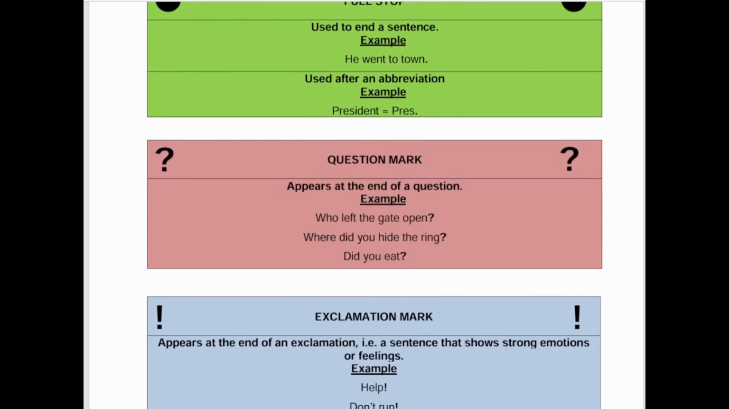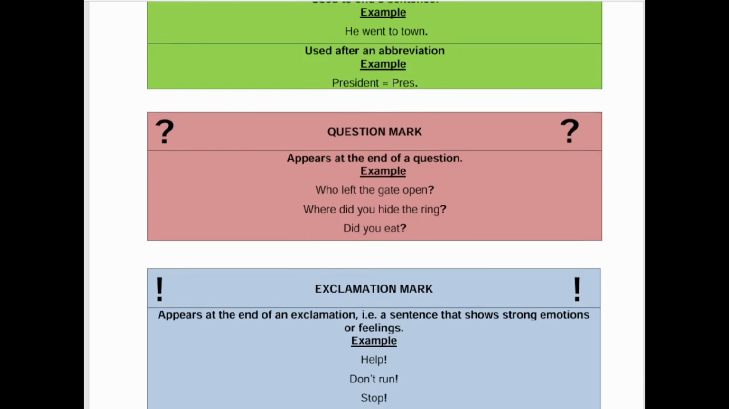Then the second punctuation mark is the question mark. A question mark appears at the end of a question. Examples: who left the gate open? Where did you hide the ring? Did you eat? Those are examples of questions, and at the end of those questions you can see we have a question mark. So the question mark is used at the end of a question.